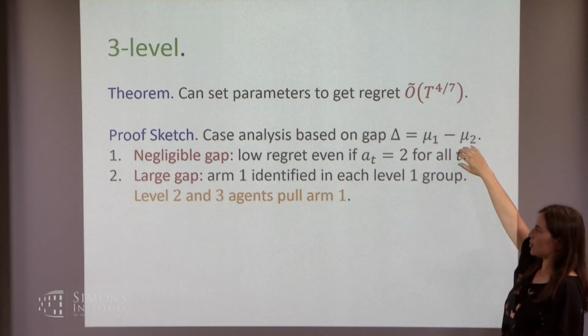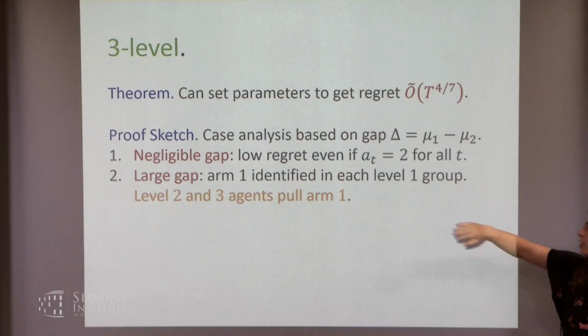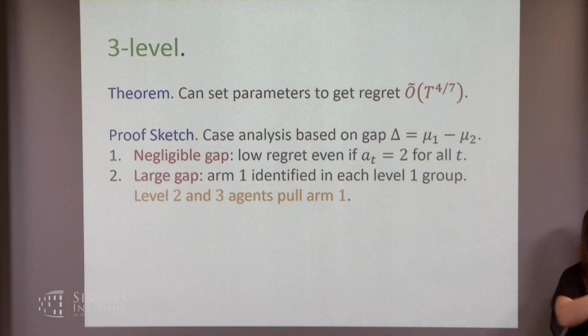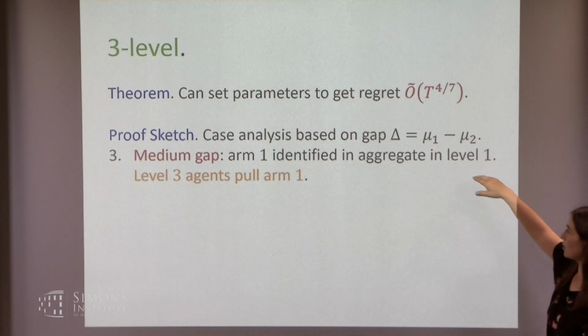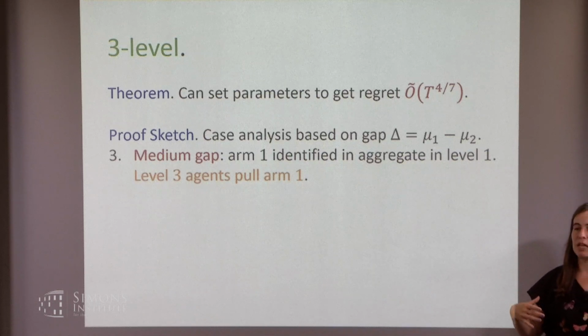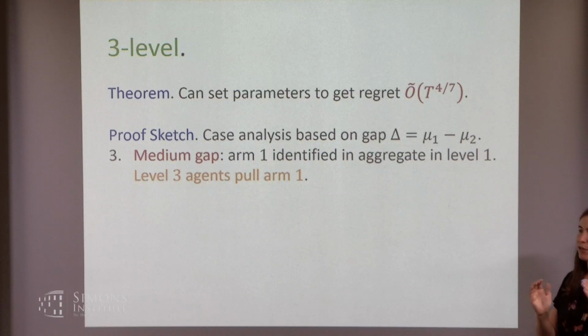And if the gap is negligible, I don't care. I'm going to get good regret no matter what. If the gap is large, that's the case we were in before: level 1 did enough exploration to determine which was the better arm, and then level 2 and 3 agents exploit thereafter. But what we need to do to improve the t to the 2/3 is solve these intermediate gap cases. So if the gap is medium, then maybe level 2 is making some mistakes, because they only see one of the groups of level 1. But in aggregate over all of the level 1 groups, the level 3 agents are able to identify the better arm. So we just lose on level 2, but level 3 has enough information to exploit.